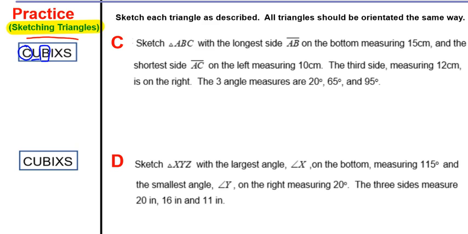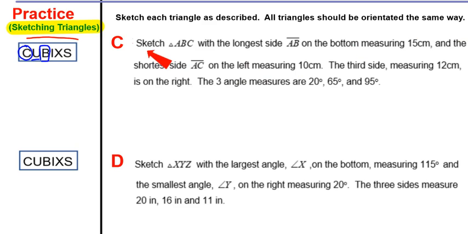So for this question, we actually have lots of stuff that we can read and go through. It says that they would like us to sketch each triangle as described. All triangles should be orientated the same way. That means our pictures might not be exactly the same, but they will have the same appearance.